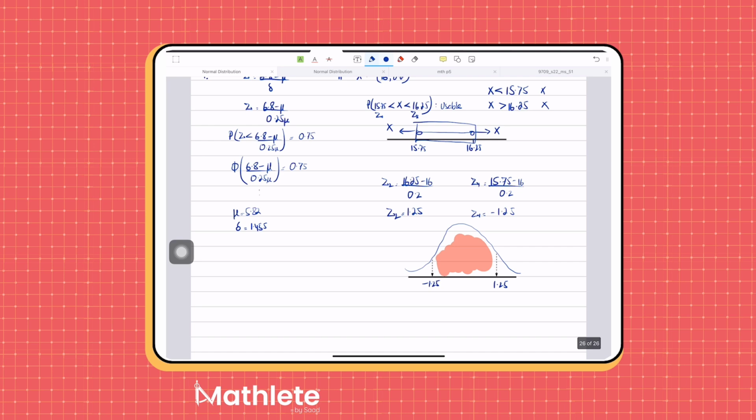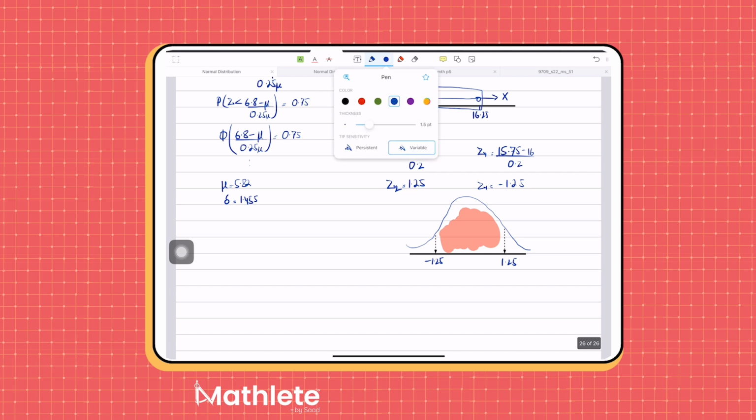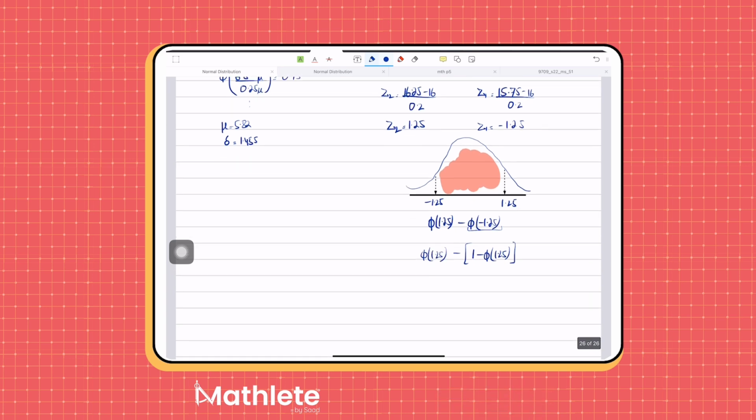So how do we do this? Here's how we do it. First you find out phi of 1.25, and from this you subtract phi of minus 1.25. But we know very well there's no such thing as phi of minus 1.25. So for this we do phi of 1.25 only. So altogether this becomes minus minus plus, so 2 phi of 1.25 minus 1.